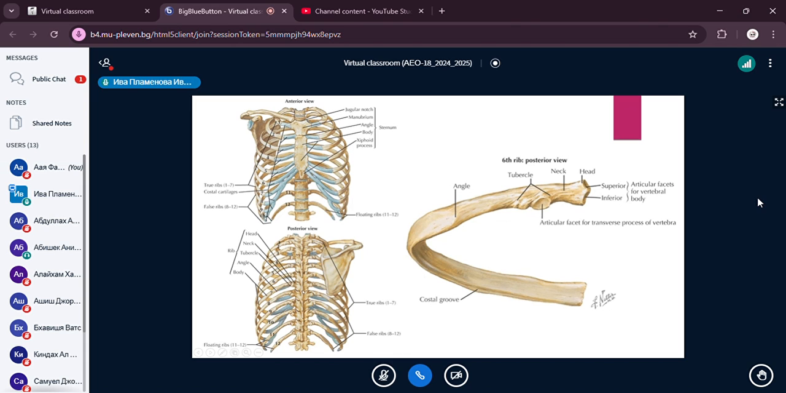That's the anterior view. The posterior view you can see here. The head, which is attached to the body of the vertebra. The neck. After that, we can see here the transverse process of the vertebrae. And here is the rib tubercle. That's the angle here. And after that, the body. And you can see that the first, 11th and 12th are attached only to one vertebra. The others are between two adjacent vertebrae.